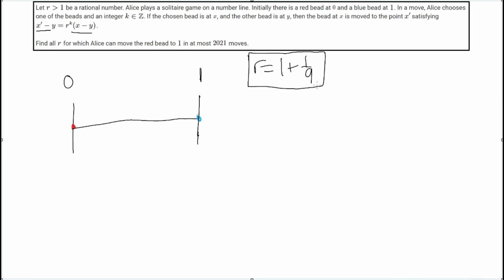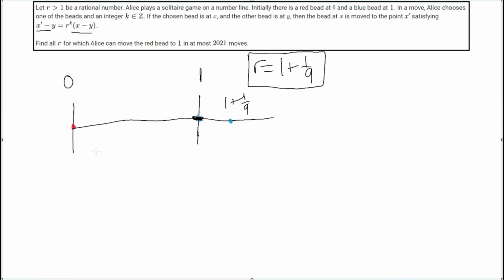So one move would be, for example, to move the red bead closer to the blue bead or further, but that would make the red number really ugly. So we want to try moving the blue bead. And let's try moving it further by just one factor of r. Then we get that this blue bead goes to this point here, which is just 1 plus 1 over q. And therefore that the distance is just r.